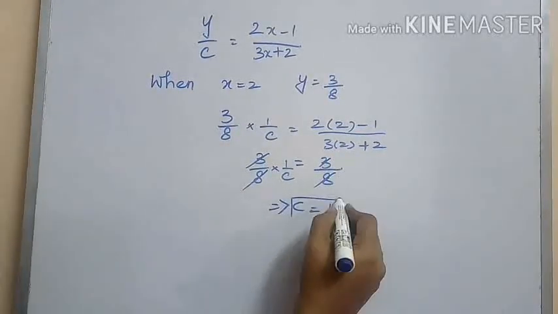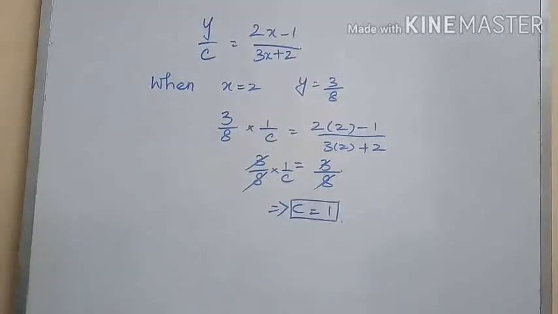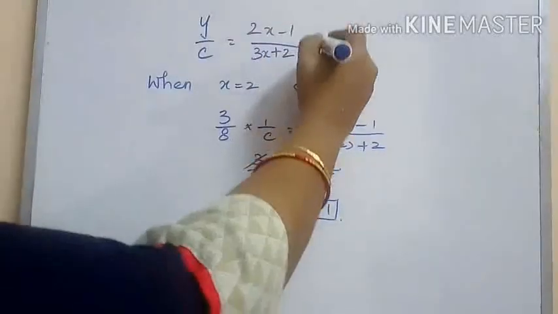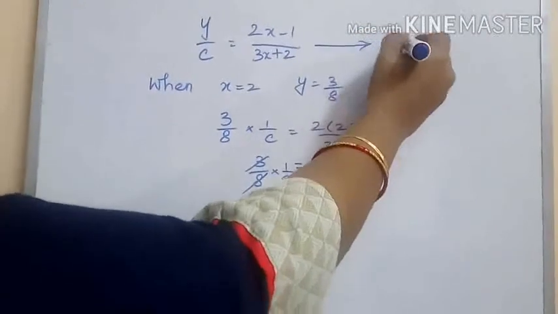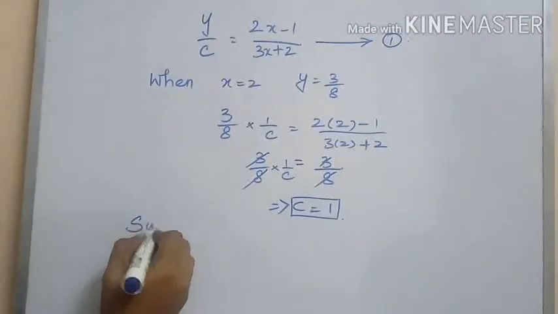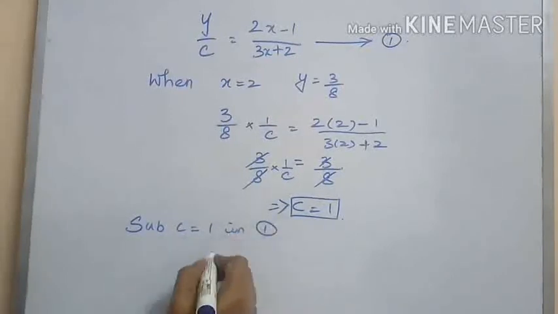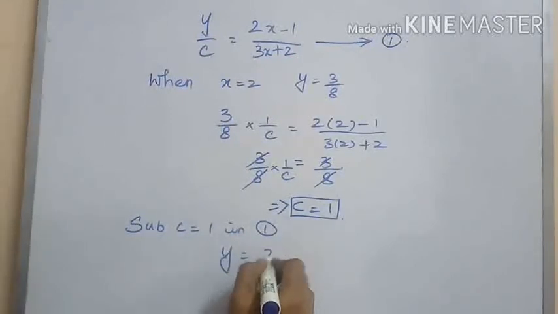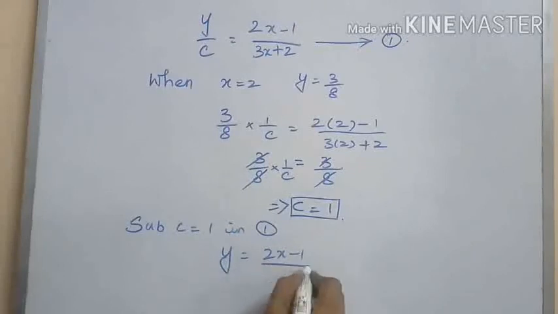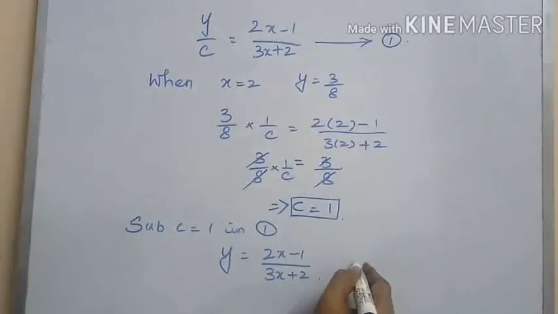So let us substitute this value in the above equation. Mark it as 1. Substituting c is equal to 1 in 1, we get y is equal to (2x minus 1) by (3x plus 2). That's the answer.